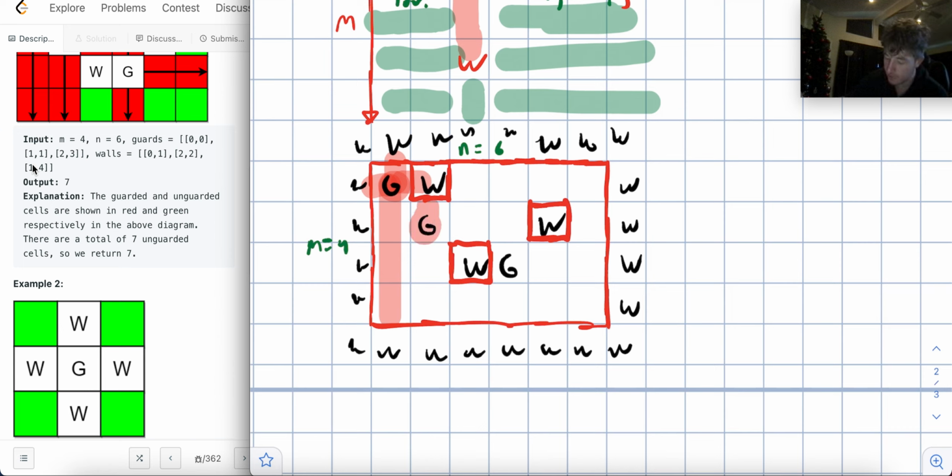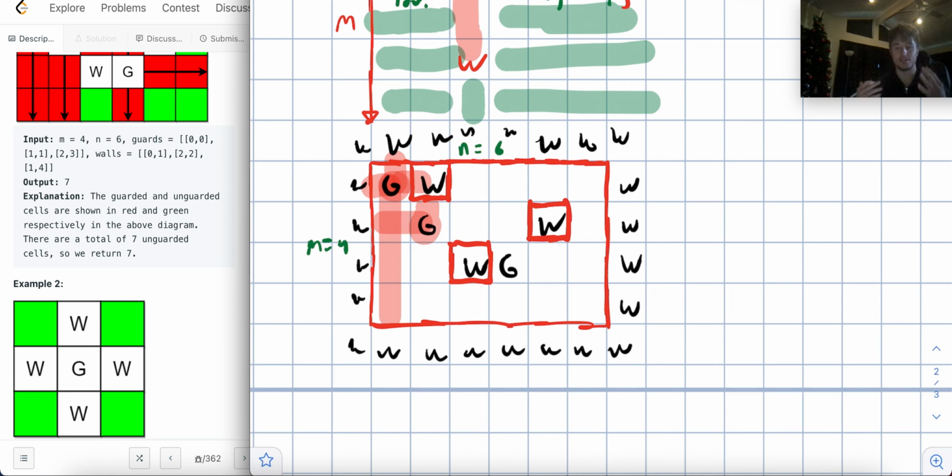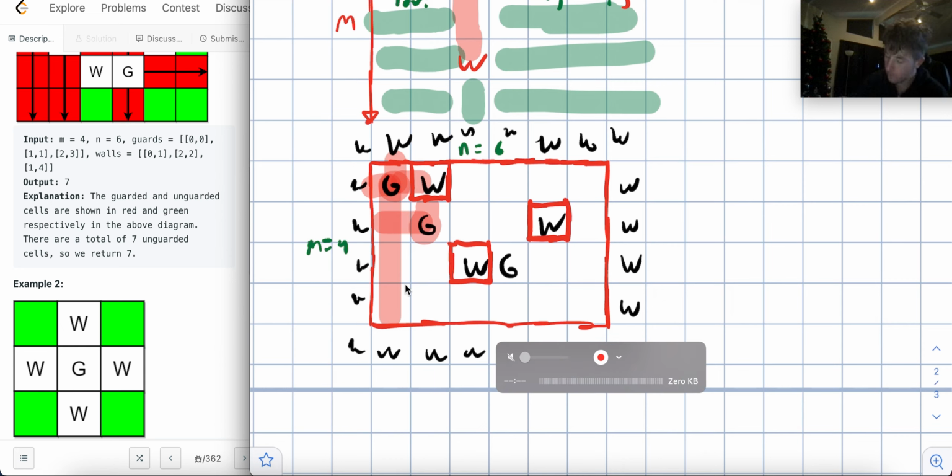So up, again, there's a wall. There's nothing. Left, it can see the same space that this other guard can. So doubling up, I don't know if there's any added benefit there. We're just trying to think about the number of cells that aren't seen. It can see all of this left, and then it hits this wall. And then finally, we have this last guy.